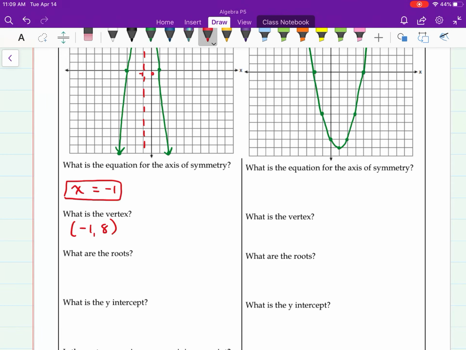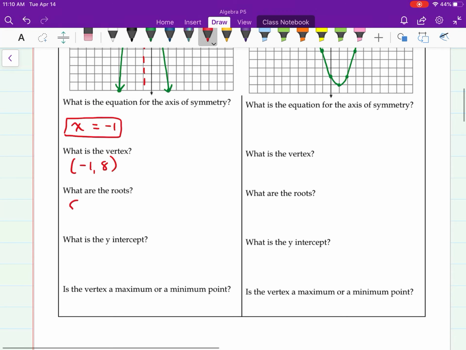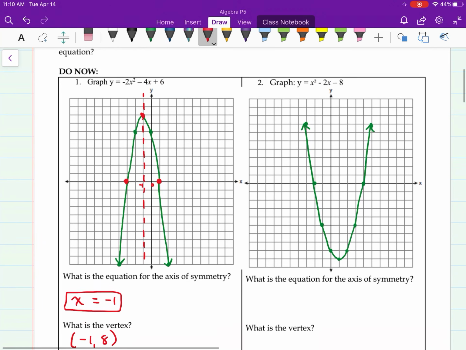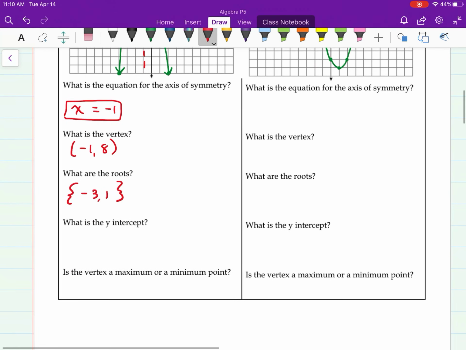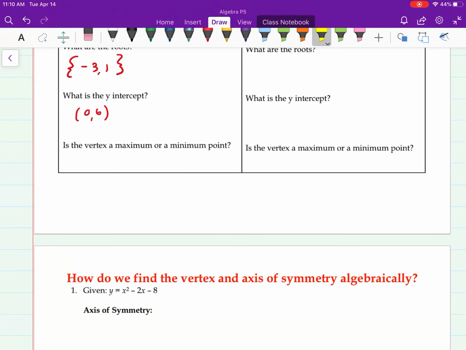What are the roots? You look at the x-axis. Those are the x-intercepts. There's one over here, and there's one over here. So the roots are at -3 and +1. What is the y-intercept? That's where it's crossing the y-axis. That is over there at 1, 2, 3, 4, 5, 6. So that is the coordinate 0, 6. And is the vertex a maximum or a minimum point? Well, since it's at the very top of the curve, we say that that is a maximum point.